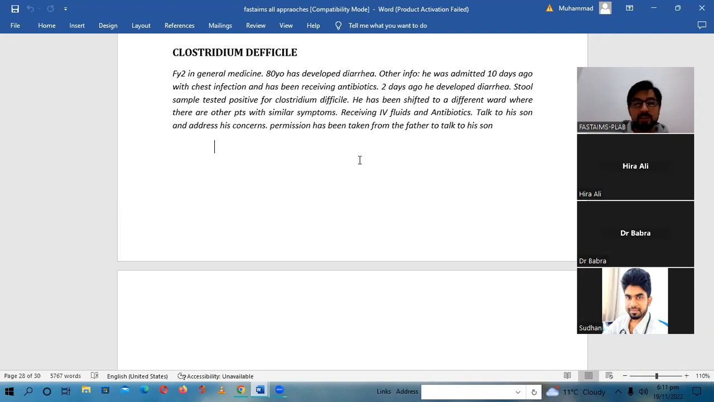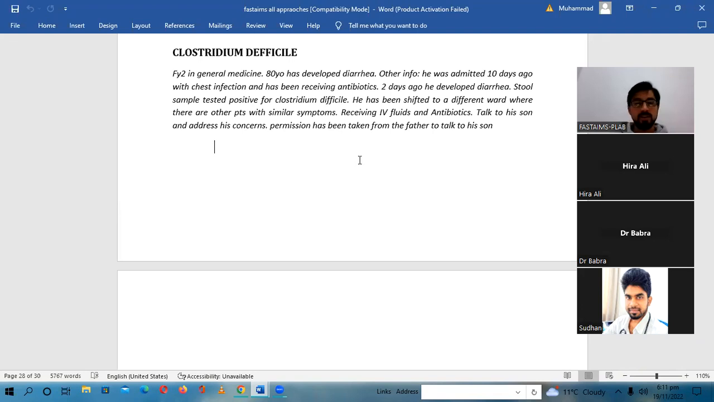Right now, your dad is being treated with fluids and antibiotics. The scenario has already stated he is receiving IV fluids and antibiotics. We are giving him a different antibiotic called metronidazole, which is the antibiotic of choice for treatment of C. difficile, and he has also been given fluids to prevent any kind of dehydration.